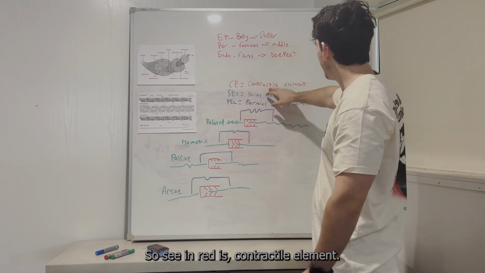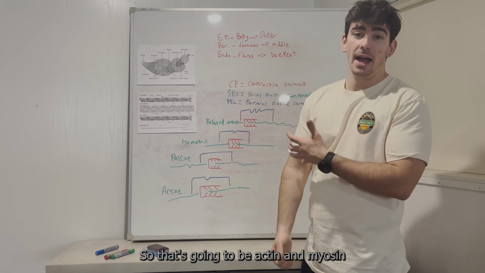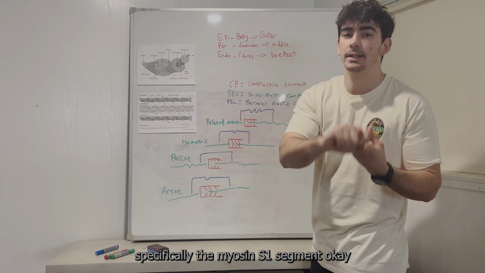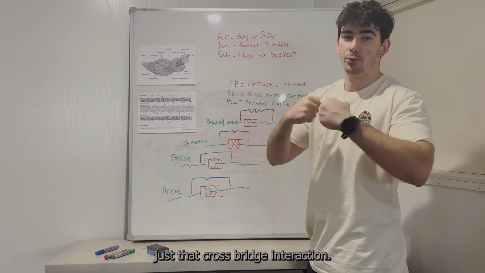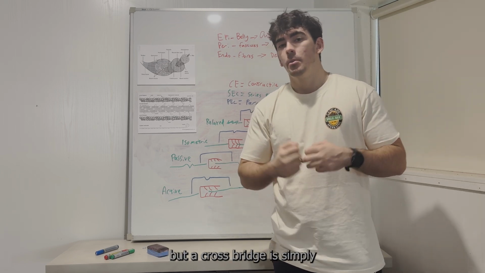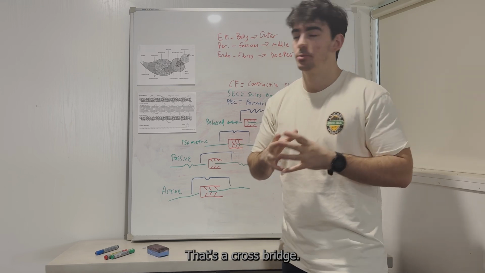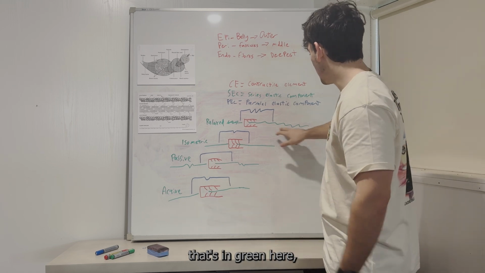So CE in red is the contractile element. That's going to be actin and myosin, specifically the myosin S1 segment, okay? S1 segment and actin, just that cross-bridge interaction. I don't know if I mentioned that earlier, actually, but a cross-bridge is simply actin and myosin interacting. SEC, the series elastic component, that's in green here.